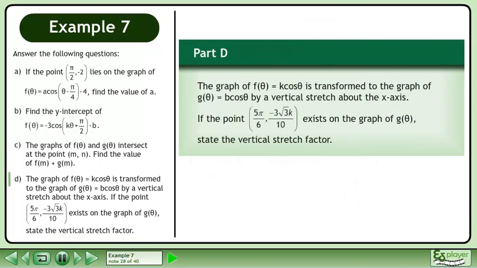Now we'll move on to part D. The graph of f of theta equals k cos theta is transformed to the graph of g of theta equals b cos theta by a vertical stretch about the x-axis. If the point 5 pi over 6, negative 3 root 3 k over 10 exists on the graph of g of theta, state the vertical stretch factor.